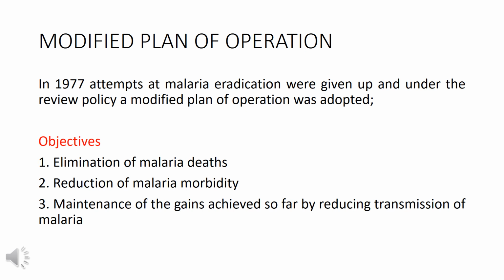Modified Plan of Operation. In 1977, attempts at malaria eradication were given up, and under the revised policy a modified plan of operation was adopted with the following objectives. 1. Elimination of malaria deaths. 2. Reduction of malaria morbidity. 3. Maintenance of the gains achieved so far by reducing transmission of malaria.